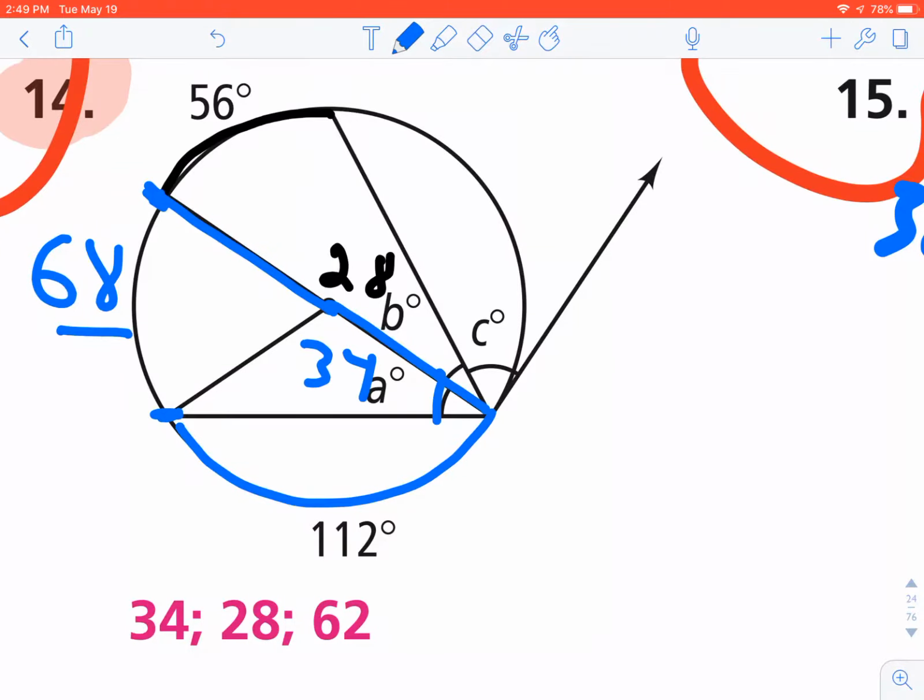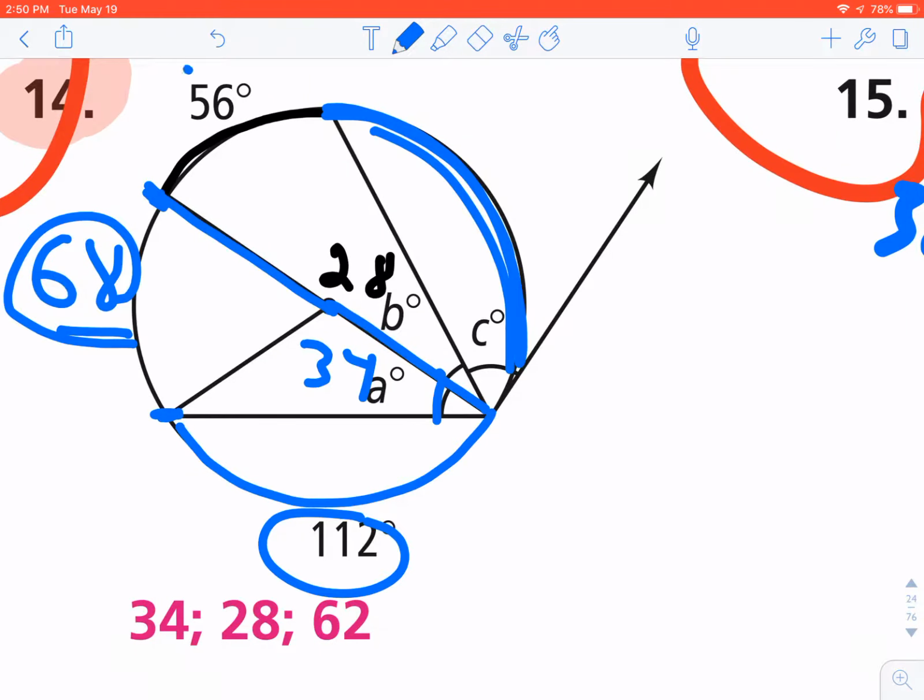All right, and then for C, if I can find this arc measurement, I can take 112, 68, and 56, add those all up and subtract it from 360 because there's 360 degrees in a whole circle. That leaves me with 124 degrees. Cut that in half because this angle is half of that arc measurement. That tells me that 124 times a half is 62 degrees.